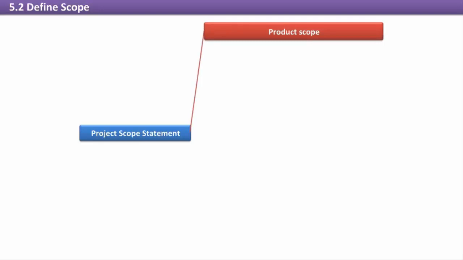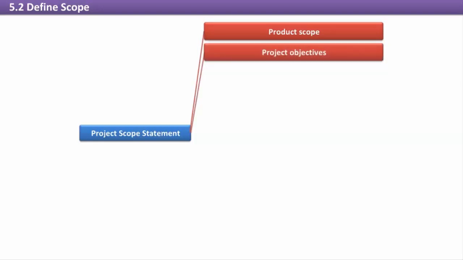Product scope. The characteristics of the product, service, or result for which the project was undertaken. In projects that are part of a larger program, the project itself may only be creating components of the product, but the product scope or product description is still necessary so that everyone knows what the overall objective is.